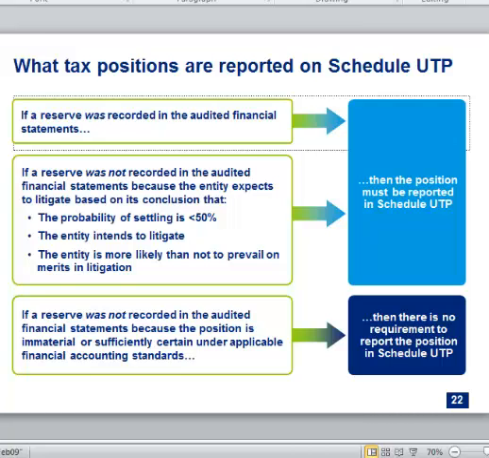Okay. All right. So what do you think that filling out that form, that Schedule UTP form, how do you think that's affected companies' tax provisions? It's not a trick question. They become conservative, you think?